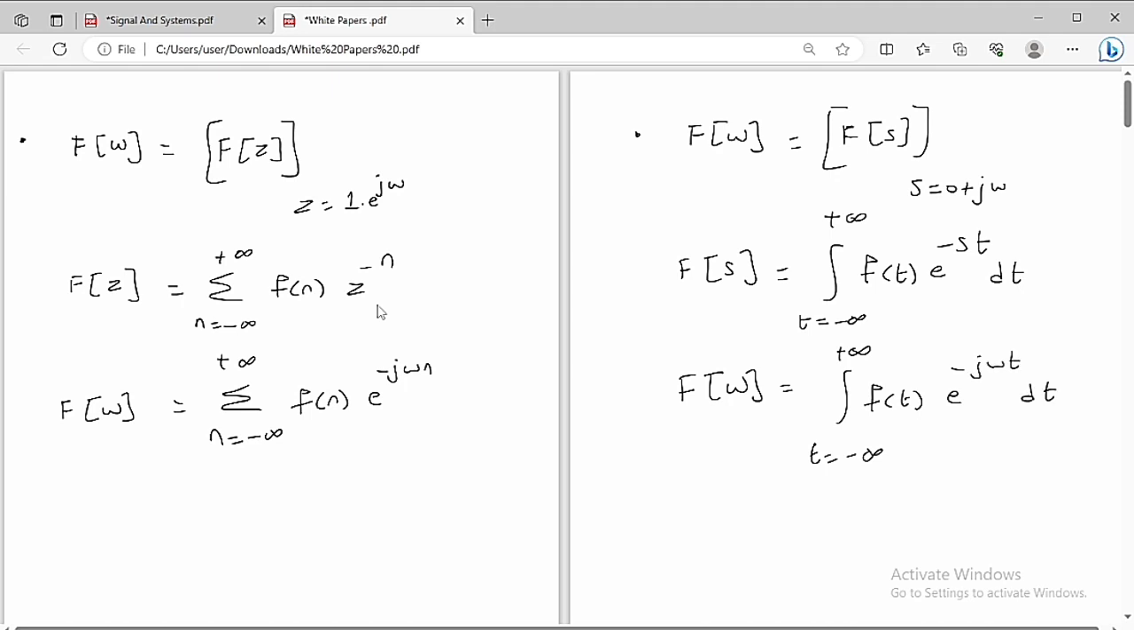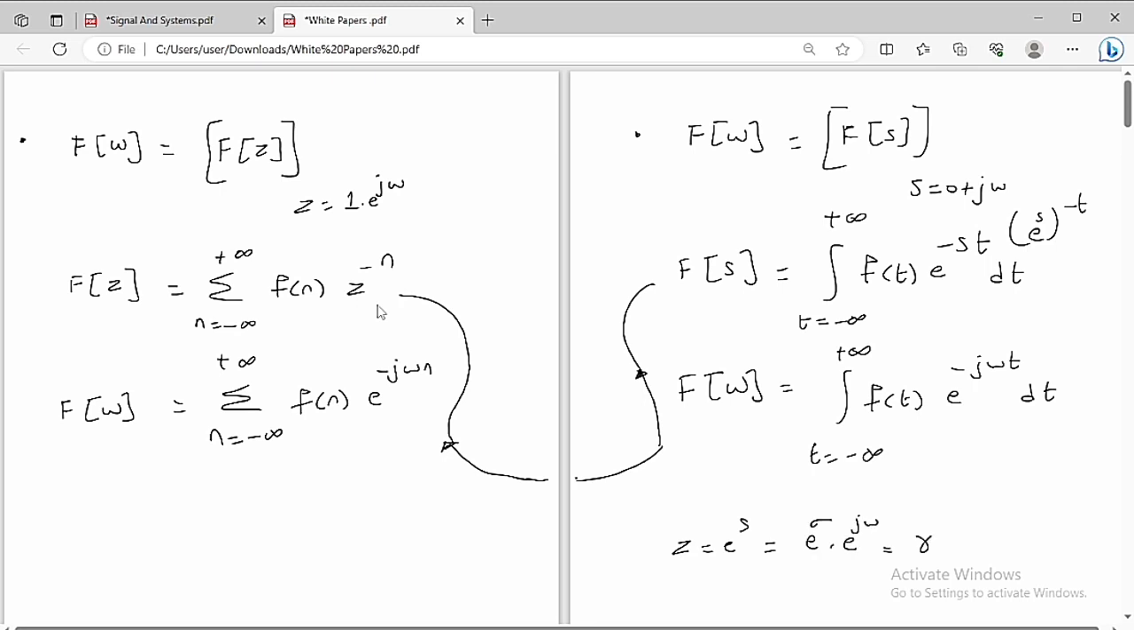And I have already told you, if you compare these two things, what is the common thing? If we compare these two, integration is replaced by summation and t is replaced by n, and then that is nothing but e to the power of s. So you can write it like this, right? e to the power of s, raised to the power of minus t. So t is nothing but n, so e to the power of s is nothing but z. That is what we said: z is equal to e to the power of s. s is equal to sigma plus j omega, so we get e to the power of sigma into e to the power of j omega.